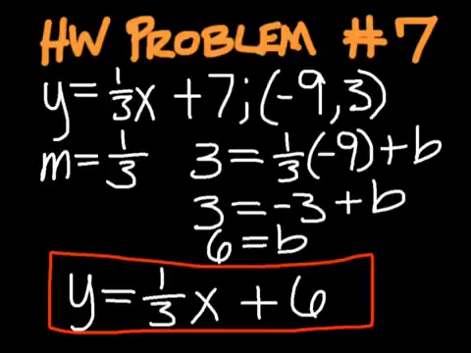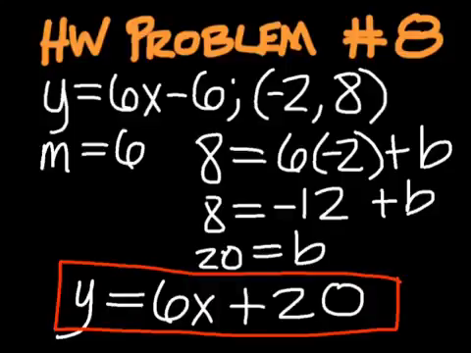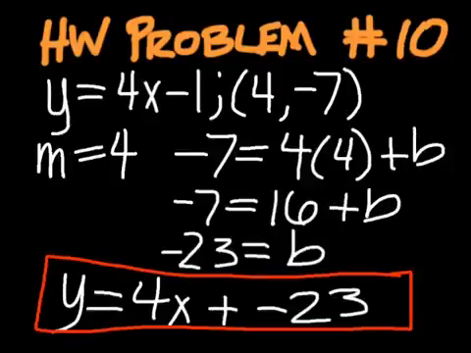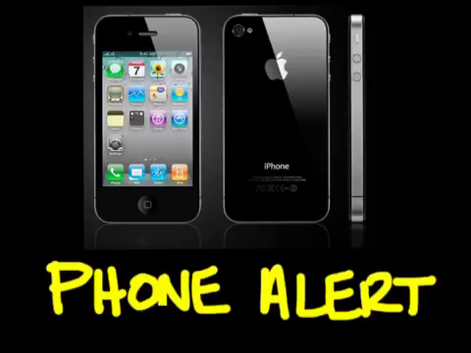Number 7 is y equals 1/3 x plus 6. Number 8 is y equals 6x plus 20. Number 9 is y equals negative 2x plus 6. And number 10 is y equals 4x plus negative 23. Okay, questions on the homework?